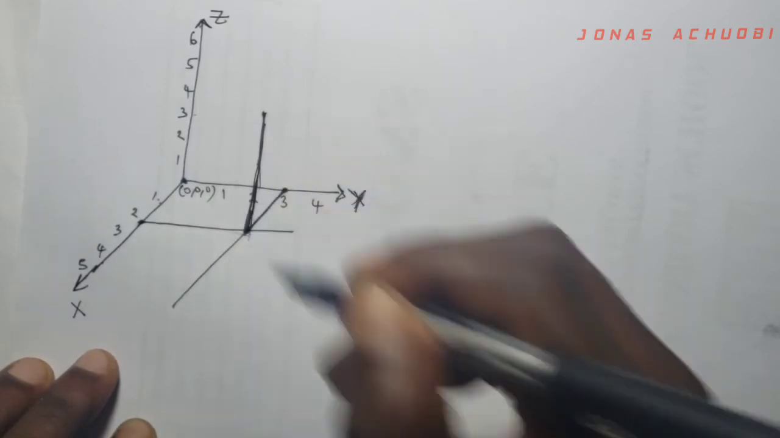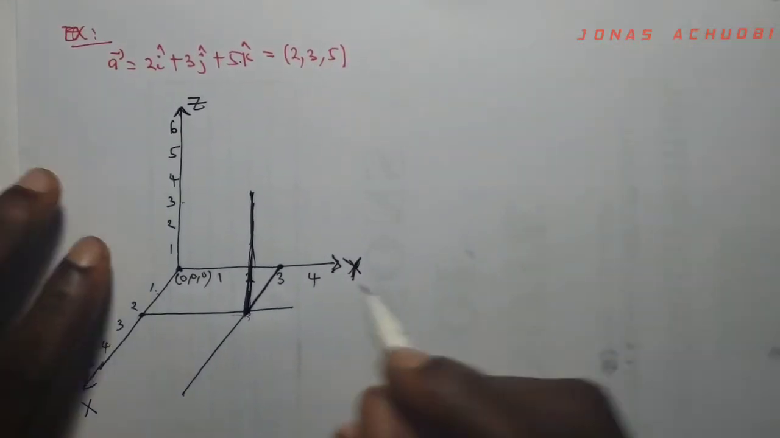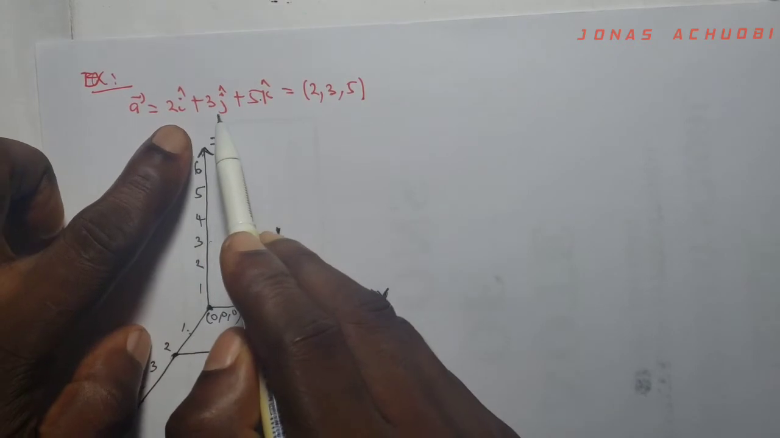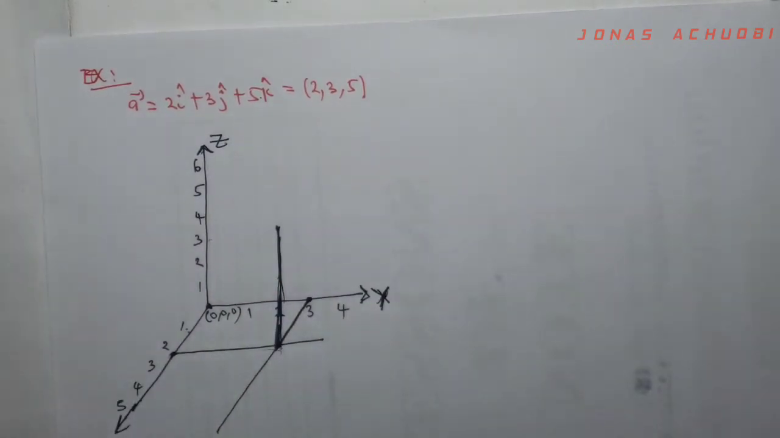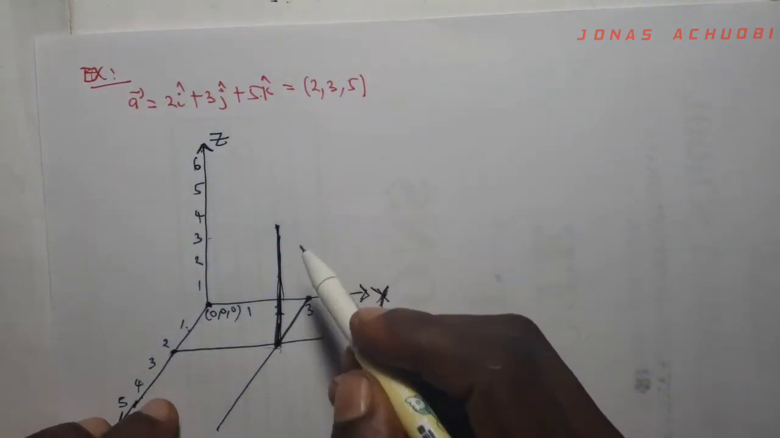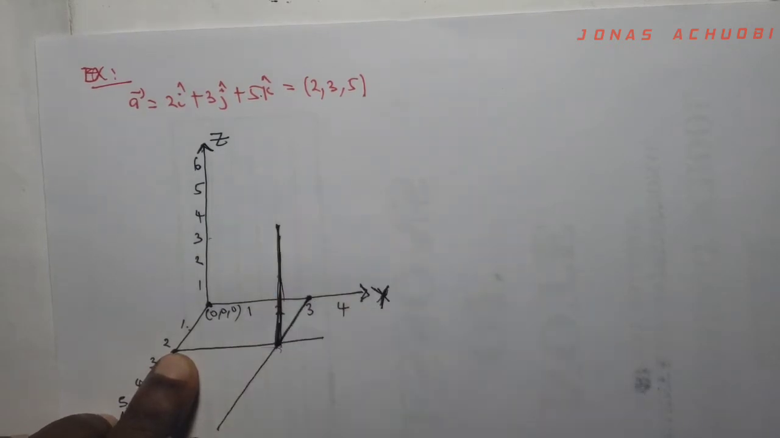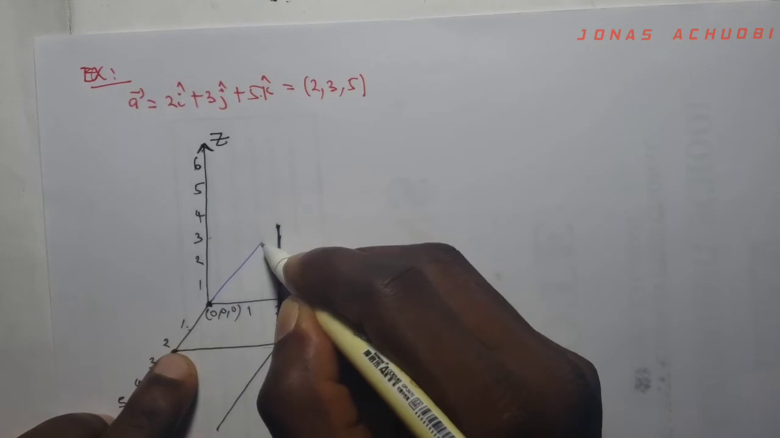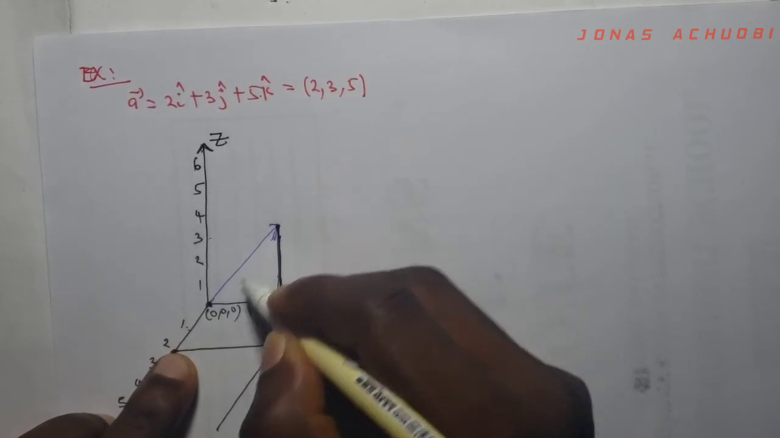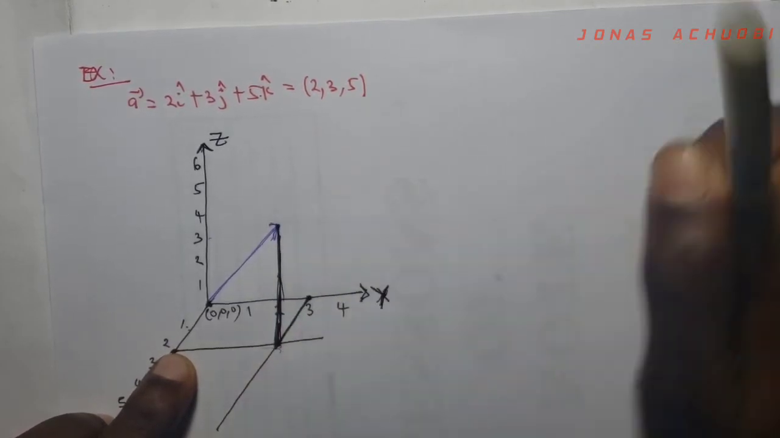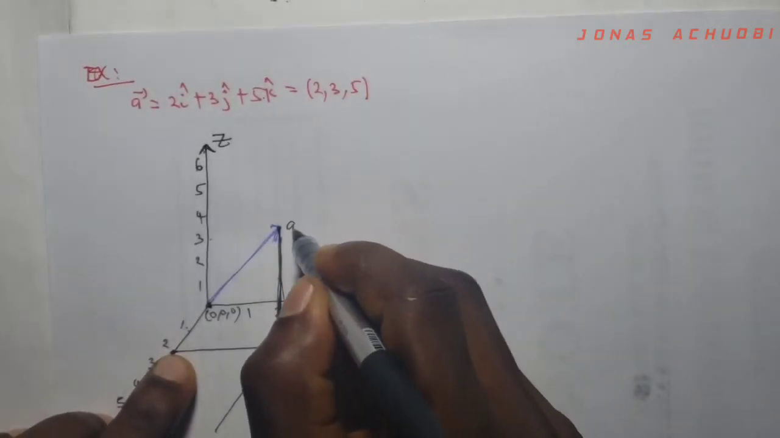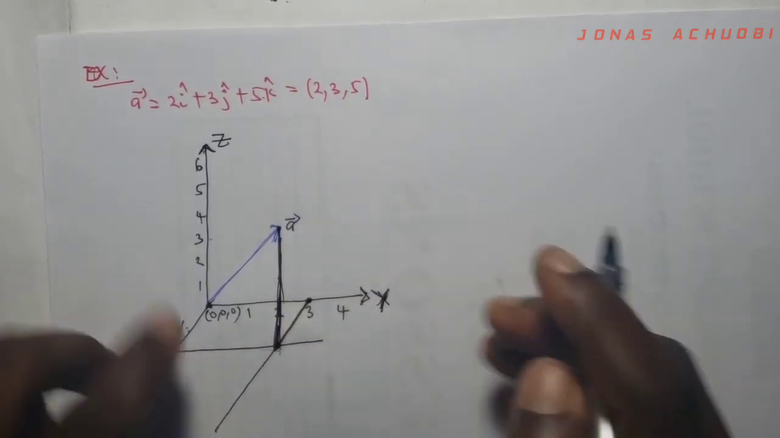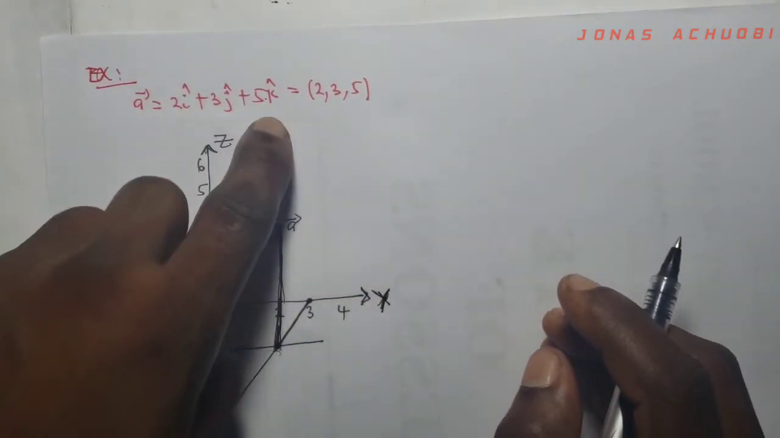So our vector A equal to 2i plus 3j plus 5k is ready. And what is our vector? That will be the vector from the origin to that point. So the vector is the vector from the origin here to this point. That is the vector A. So that's vector A equal to 2i plus 3j plus 5k.